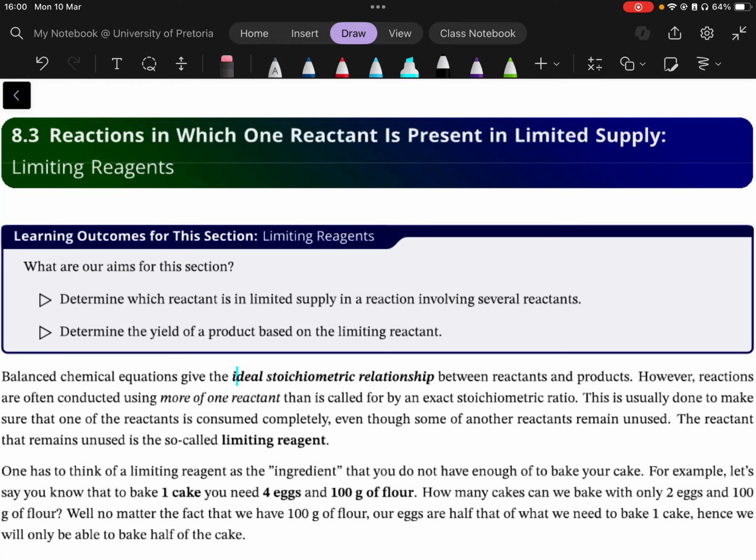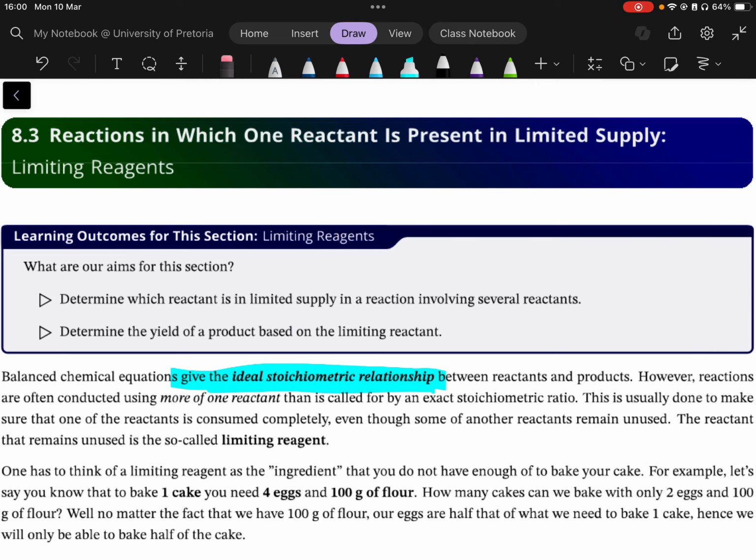All right, so let's look at the concept of limiting reagents. Now, limiting reagents can sometimes be a bit of a daunting topic, but the basic idea is that your balanced chemical equation, as you always write it, gives you the ideal stoichiometric relationship.